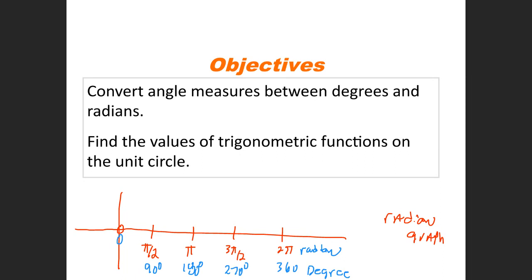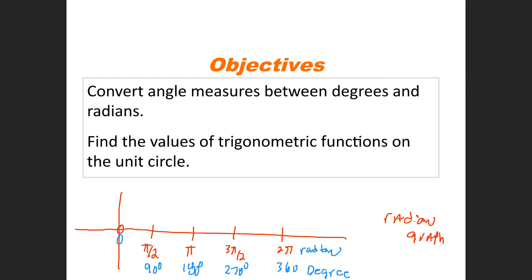I always like dealing with degrees because it makes more sense to me. I understand what 90 degrees is. I don't understand what pi over 2 is. So I always go back to degree measure. Some kids use radian measure. Our book uses both.